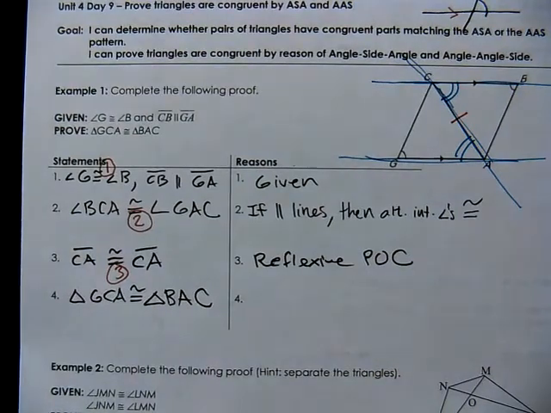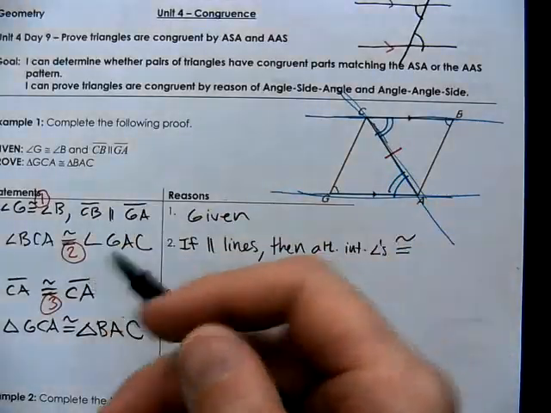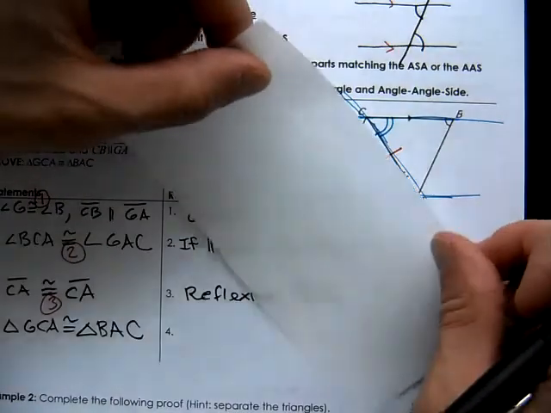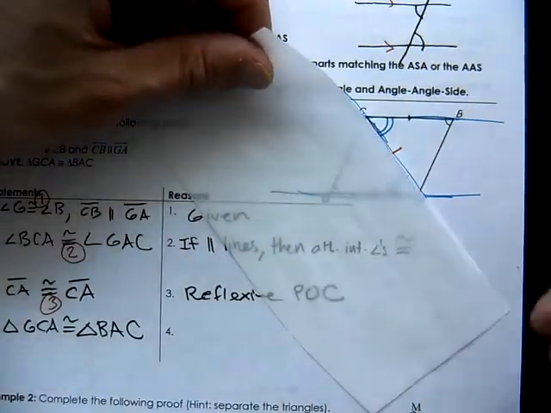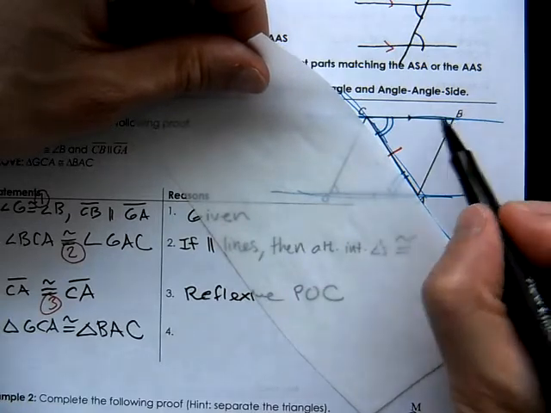But we need a reason. Is it the angle side pattern or the angle side angle pattern? And that's why it's so important to keep track of your markings as you go through the proof. I always recommend you cover up one of the triangles. You can just focus on the markings on one triangle and look for the 2 angles that are marked.